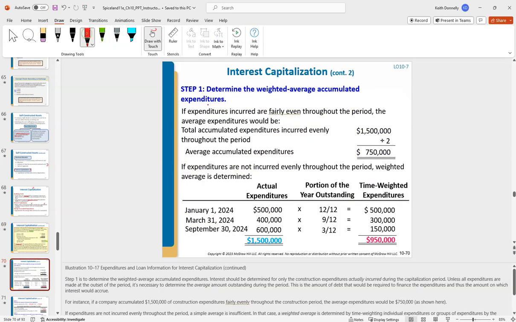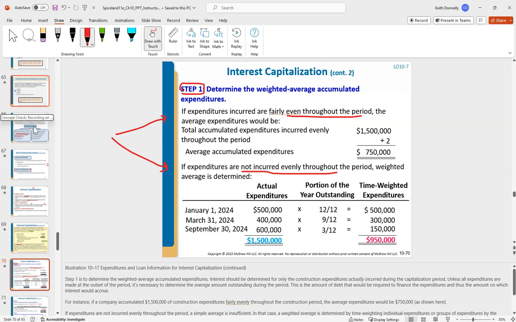Okay, we have step 1: we have to determine the weighted average accumulated expenditures. There are 2 kinds of setups here. One is if the expenditures are incurred evenly throughout the period, you just take the 1.5 million and divide it by 2, which gives 750.